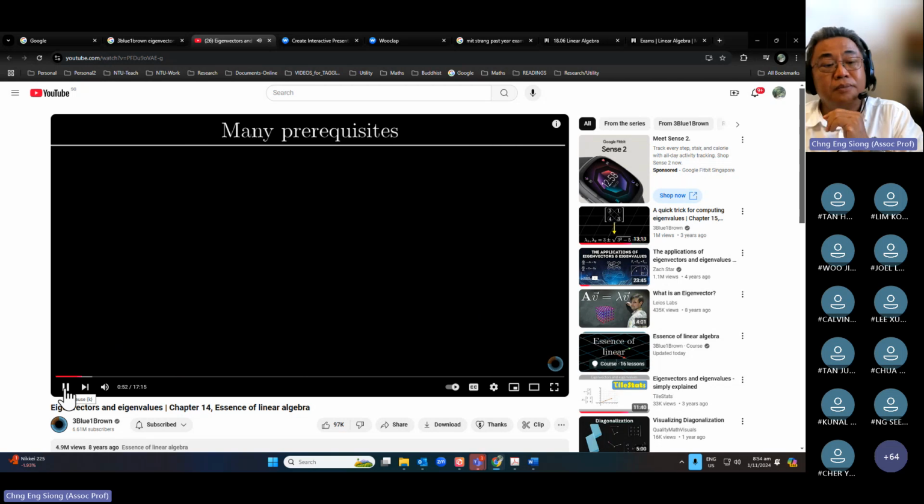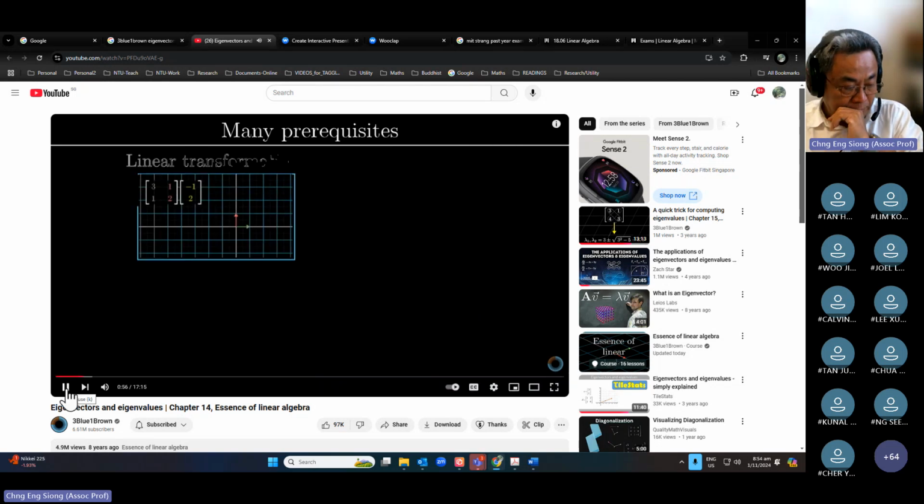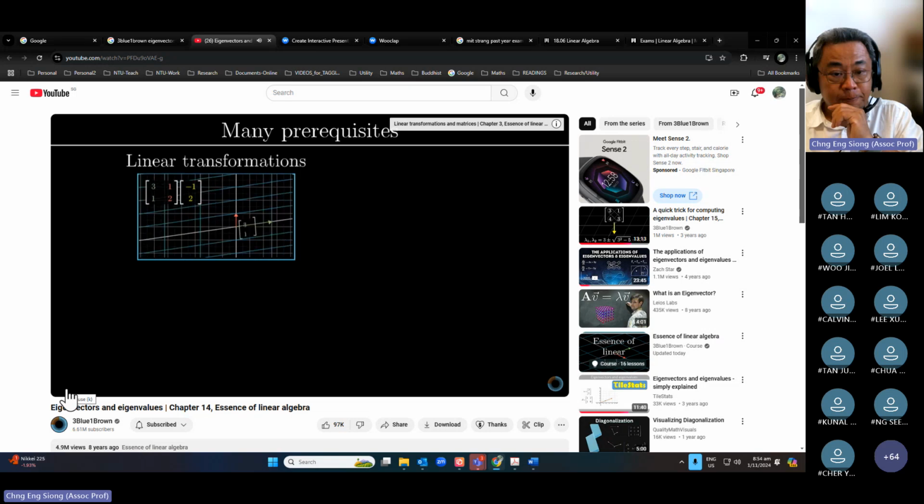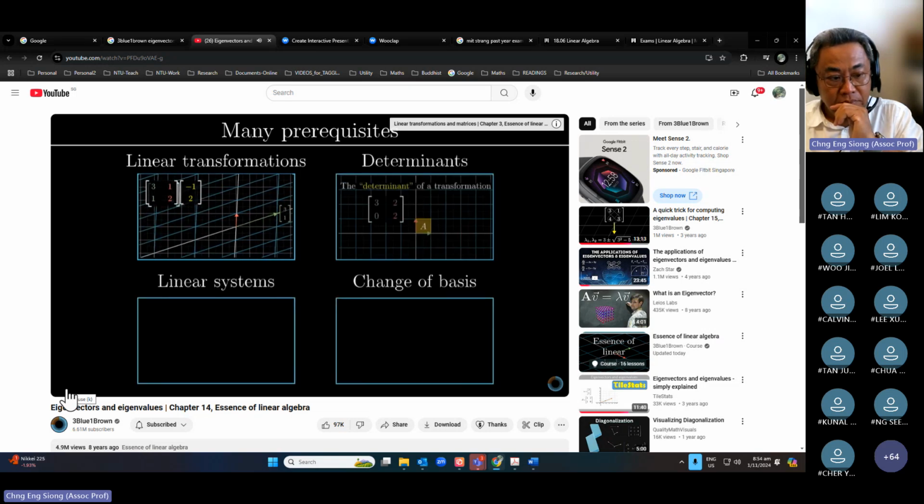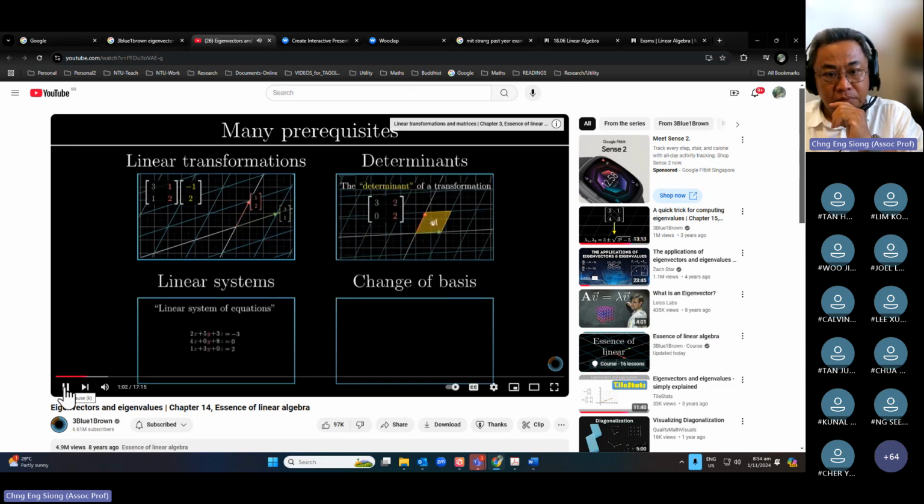The issue is that it only really makes sense if you have a solid visual understanding for many of the topics that precede it. Most important here is that you know how to think about matrices as linear transformations.